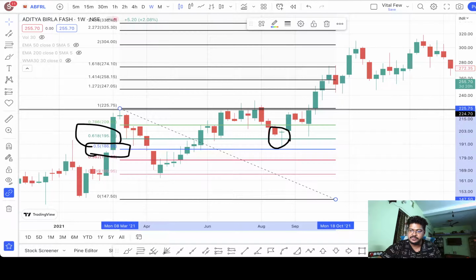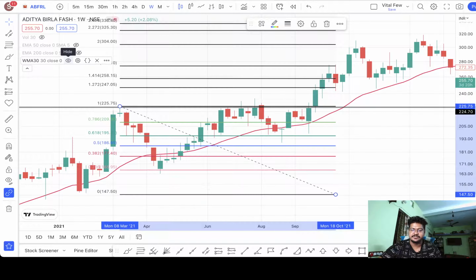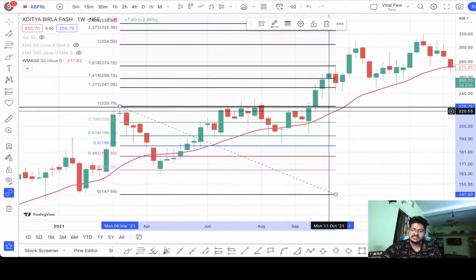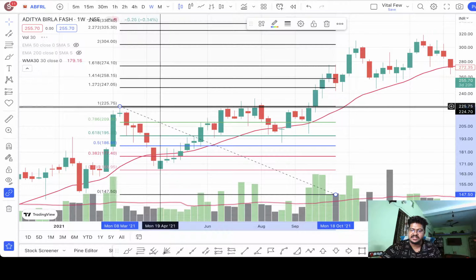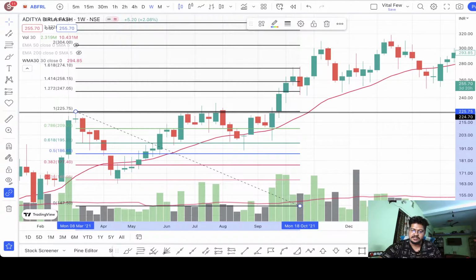And when you zoom in, let me just zoom in to the daily time frame. Before zooming in, let's see if it is supported by any moving average or not. Let me first try with 30 weeks. Yeah, you can see the 30 weeks WMA, weighted moving average. It is clearly taking support and it did break out, and I'm sure that the volume will also be high. Yes, you can see that the volume is extremely high during this breakout. Okay, and the price went up and it kept going up.